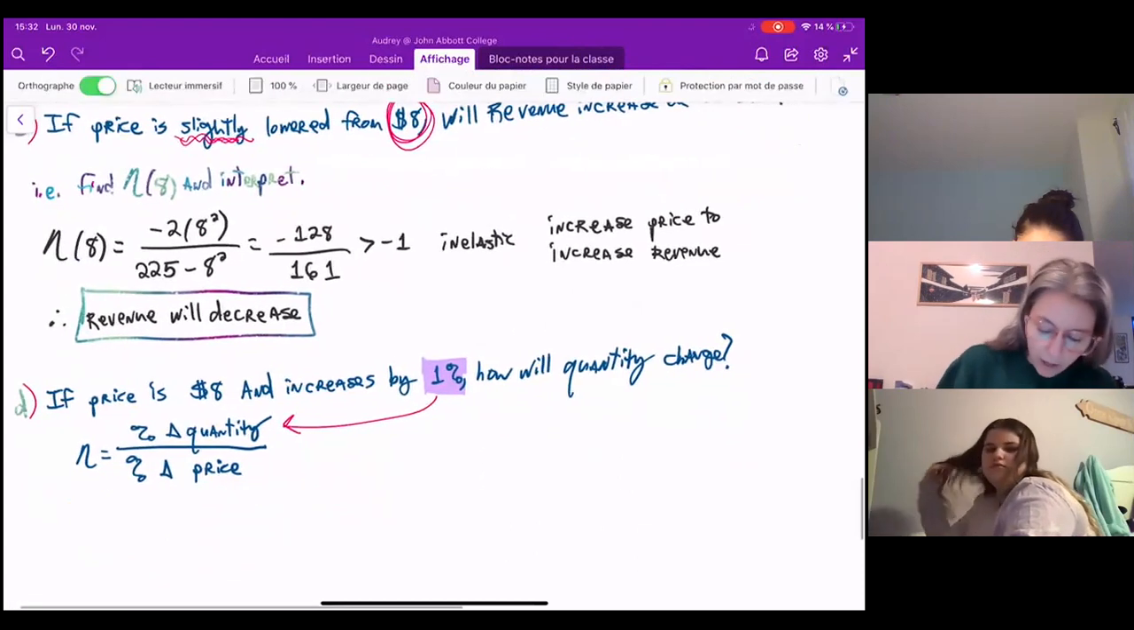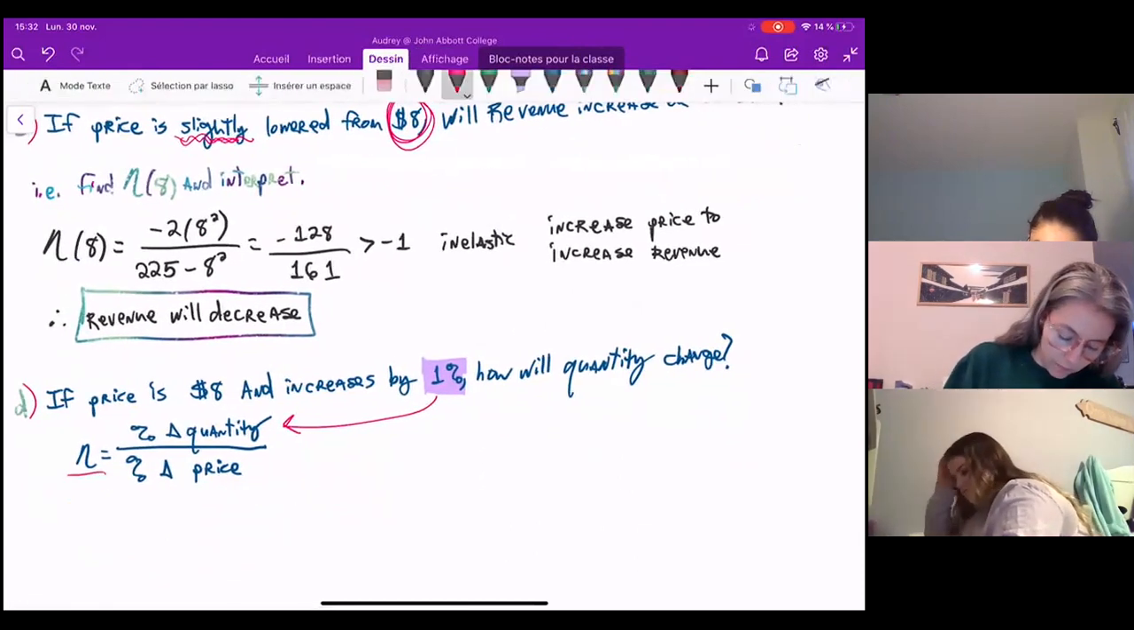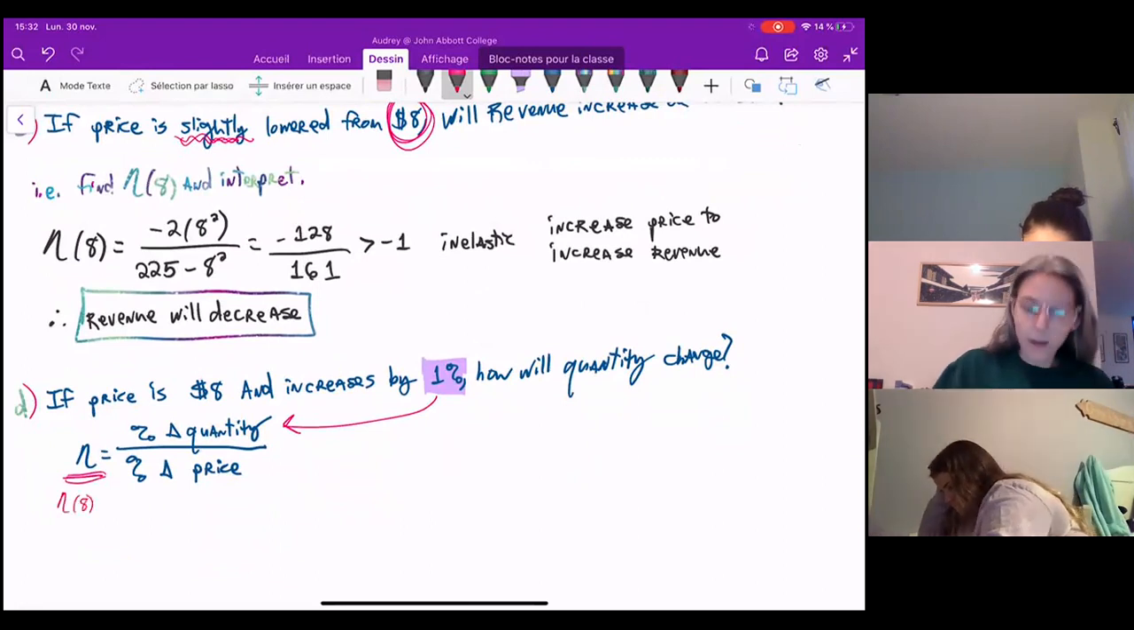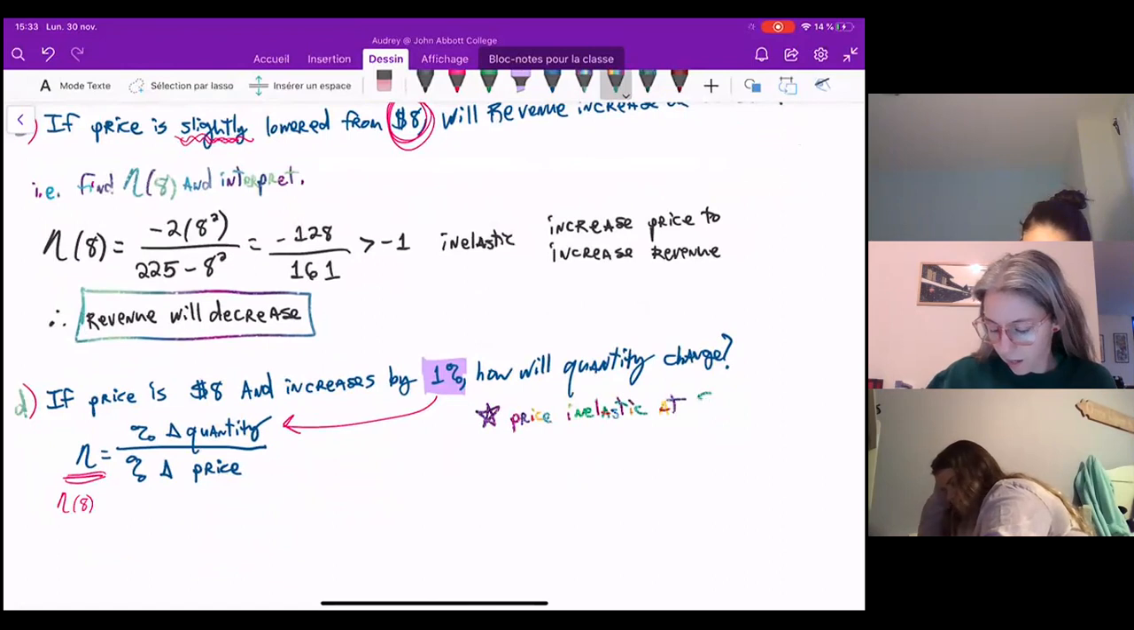Where am I going to be evaluating eta? At 8, you got it. We're told about 8, so I know that eta of 8. Just a question: was it elastic or inelastic at $8? You got it. So my price was inelastic at $8.